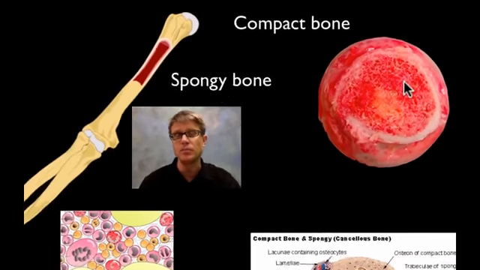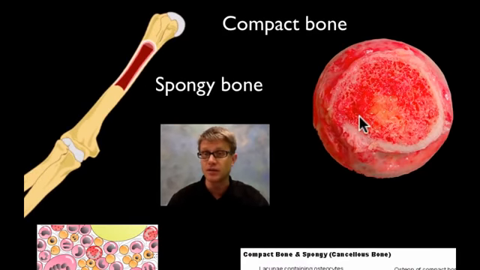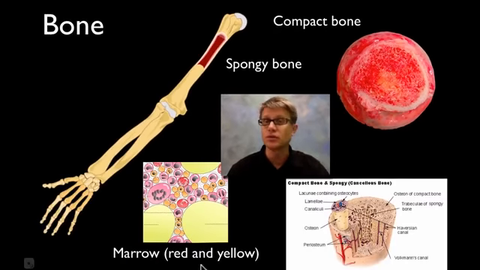This is actually the ball on the top of a femur that was cut off. Around the outside of a bone, you have what's called compact bone. Then as we move to the inside, you're going to have spongy bone. And then on the inside, you're going to have marrow. And that marrow can be one of two types. It could be red marrow or yellow marrow.